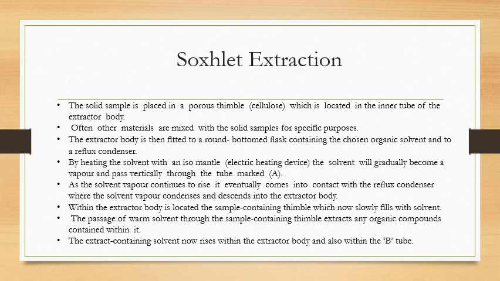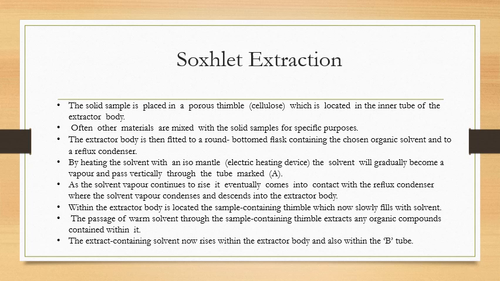Soxhlet extraction. The solid sample is placed in a porous thimble, means cellulose, or a thimble means the metal cap or plastic cap, which is closed at the one end, which is located in the inner tube of the extractor body. Often other materials are mixed with the solid samples for specific purposes. The extractor body is then fitted to a round bottom flask containing the chosen organic solvent and a reflux condenser.